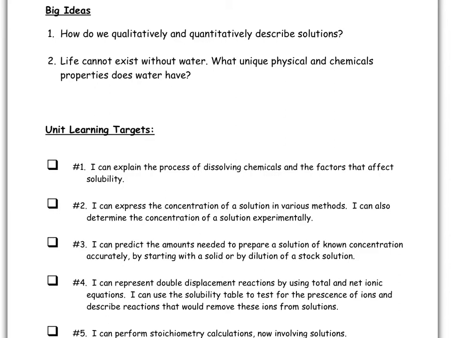In this lesson, we'll talk about some terminology related to solutions, and we'll also review how to determine if a compound is polar or nonpolar or ionic.